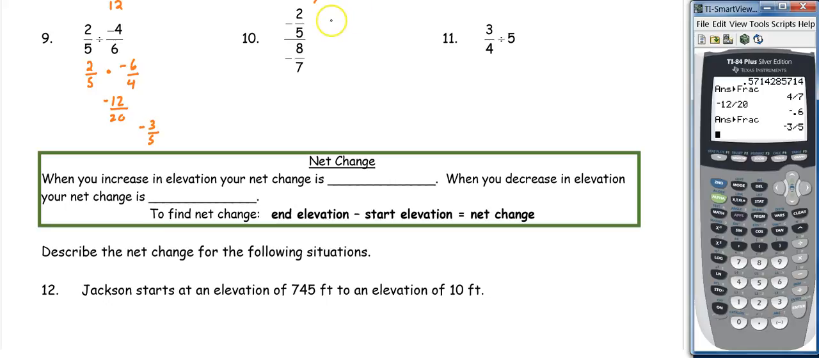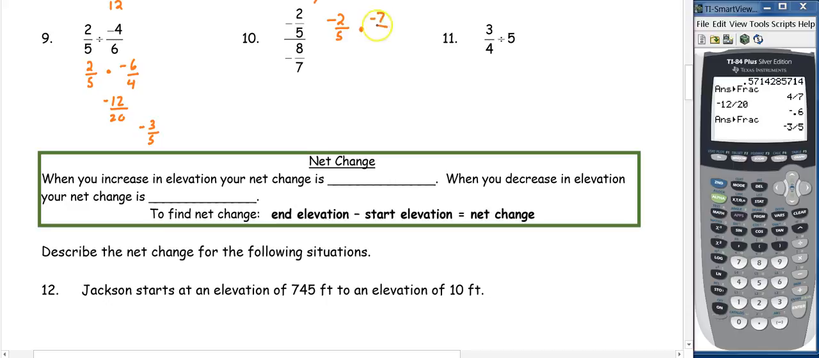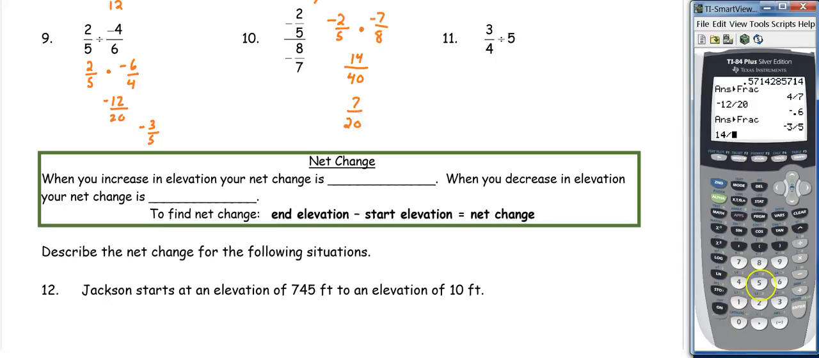Number 10, this is still a division problem. It's just written differently. So we're going to write off to the side: the first fraction stays the same, -2/5, times, and we need the reciprocal of the second, -7/8. So now when I multiply -2 times -7 is 14 over 40. I know I can take a 2 out of both of these, which reduces to 7/20. Or again, I can check in my calculator and see if I get a reduced fraction, which is 7/20.